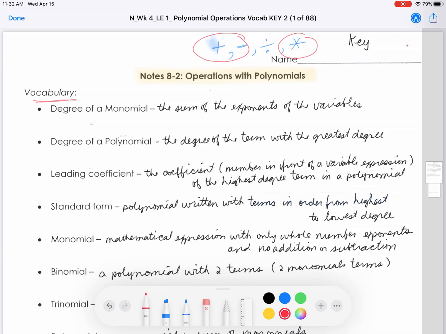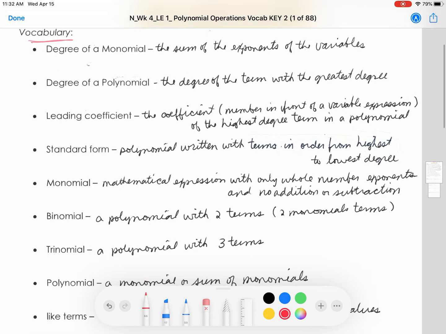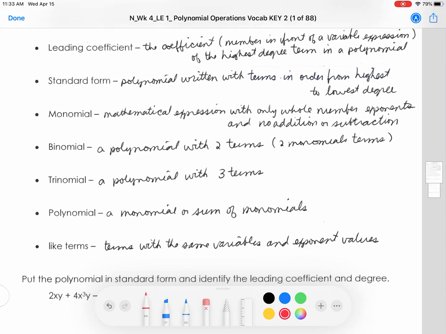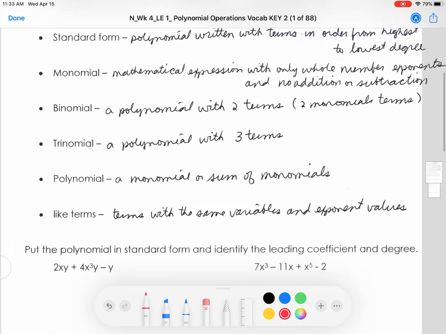I'm going to recommend that you pause the video and write down the definitions, and then we'll come back and talk about some examples of the definitions. So now I'm assuming that you have those basic definitions down, and we're going to talk about these terms here.